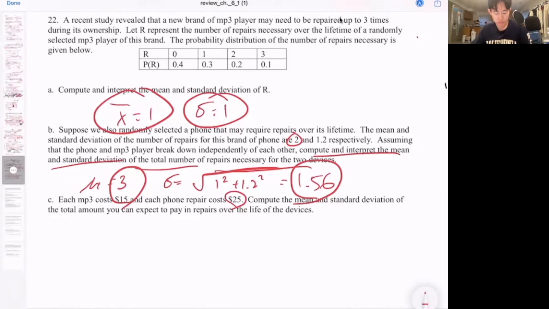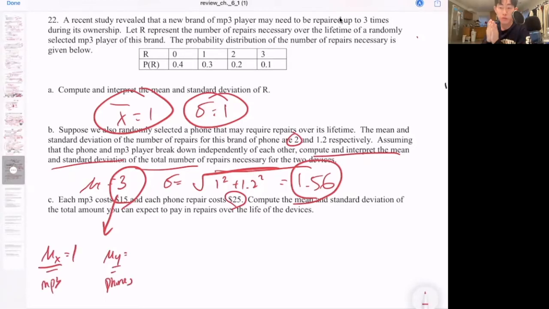Total amount. Okay. So this is the probability distribution of the number of repairs necessary. That means this is the expected value of the total number of MP3 players as well as phones required to repair. Respectively, there's mu of X and mu of Y. Let's call these MP3 and let's call these phones.